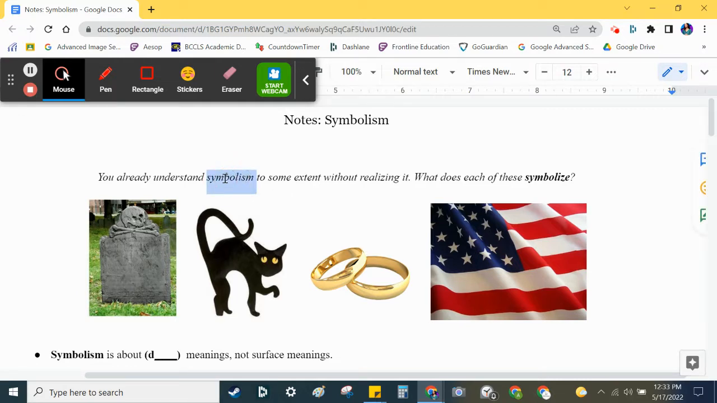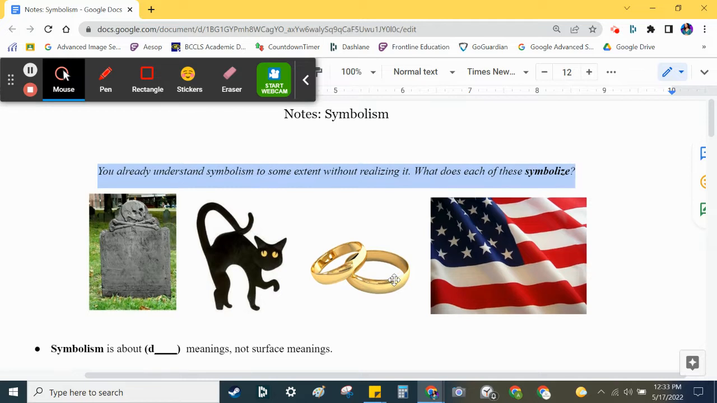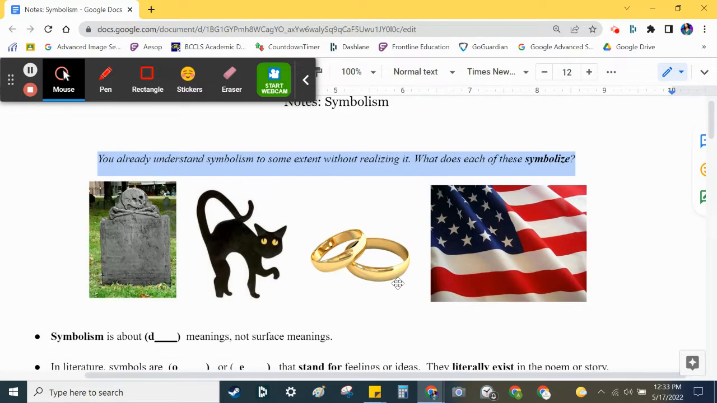So I start here by saying that you already understand symbolism, possibly without realizing it. Each of these four images I put here symbolizes something. So take a minute and ask yourself what it is. If instead of symbolize I just said means, like what does a black cat mean? You might say, oh, black cat means bad luck. If you see two golden rings, that means marriage. We could also say symbolizes. And another synonym for symbolizes would be stands for.